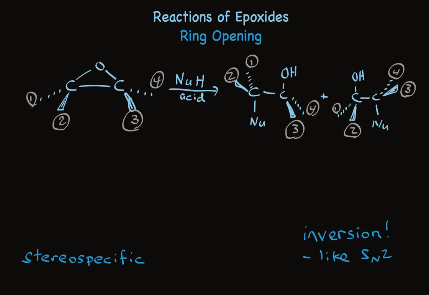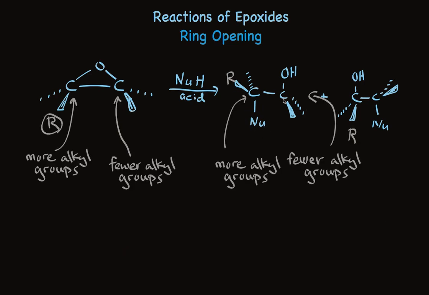But how about the regiochemistry? How about the selectivity for addition of the nucleophile at one carbon compared to the other? Here we are with the reactant. The R group is added here to indicate that this carbon has more alkyl groups. And here it is in the product. And here it is in this product.